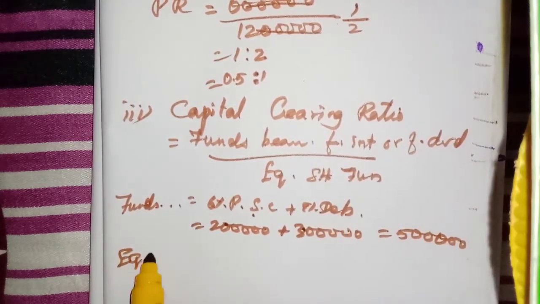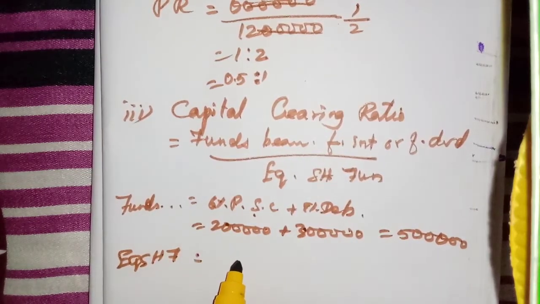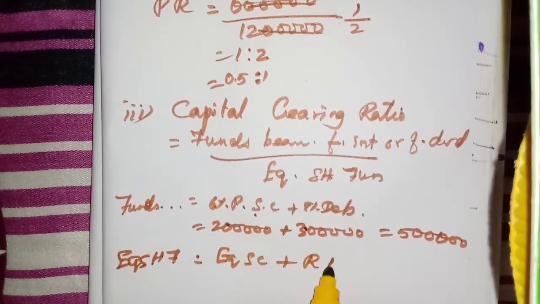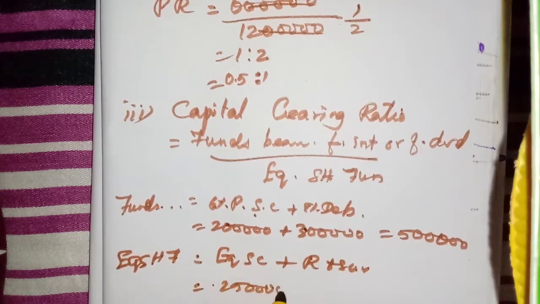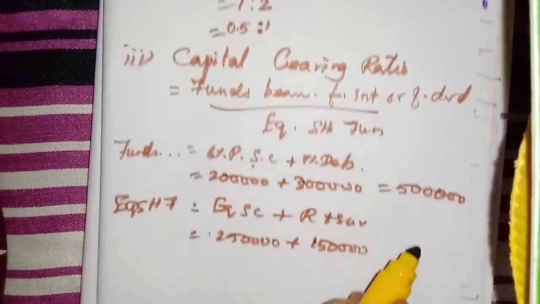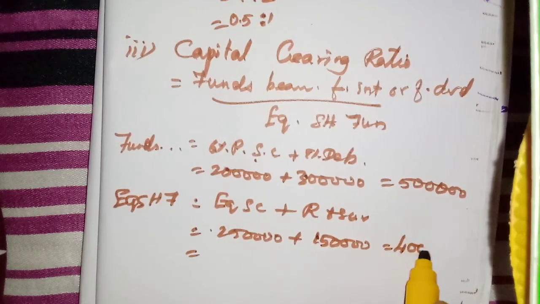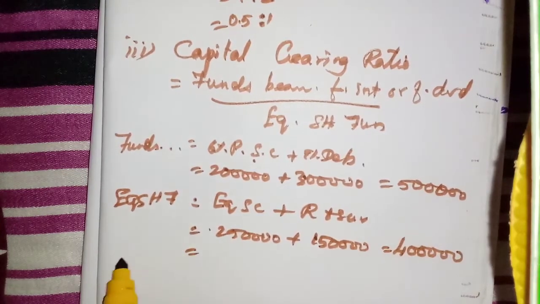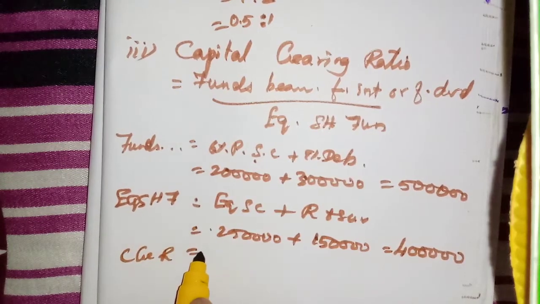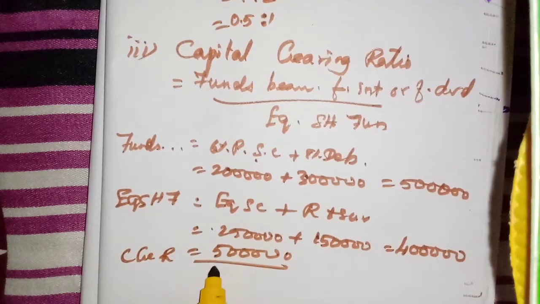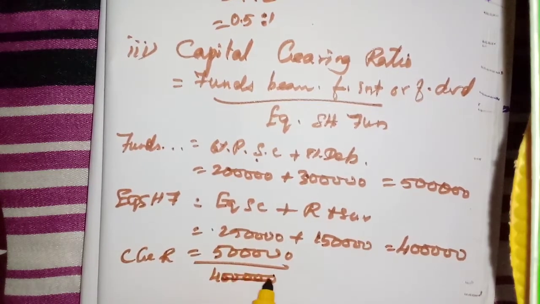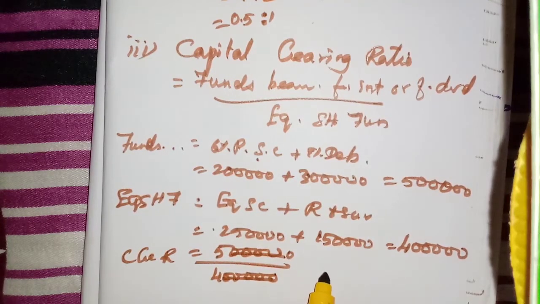Then equity shareholders funds. So here only equity share capital plus reserves and surplus. Equity share capital how much? 2,50,000. Reserves and surplus 1,50,000. Equal to 4 lakh. So capital gearing ratio is equal to funds bearing how much? 5 lakh divided by 4 lakh. 5 is to 4, isn't it?